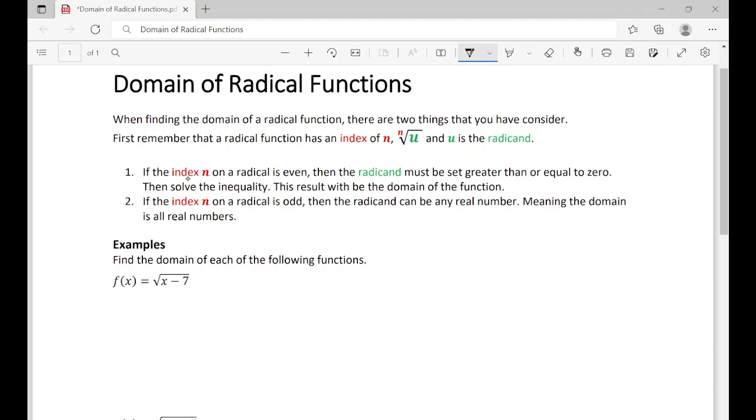First, if the index n on a radical is even, then the radicand must be set greater than or equal to 0. Once you do that, solve the inequality, and this result will be the domain of the function. Second, if the index n on the radical is odd, then the radicand can be any real number. This just means that the domain is all real numbers.